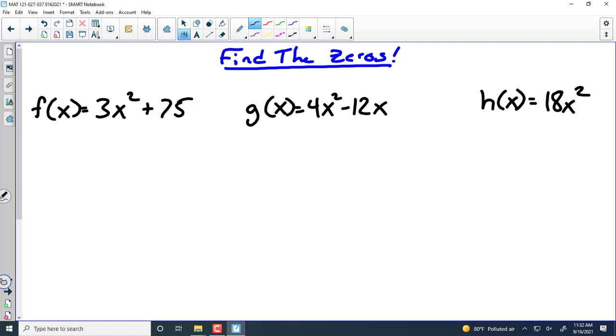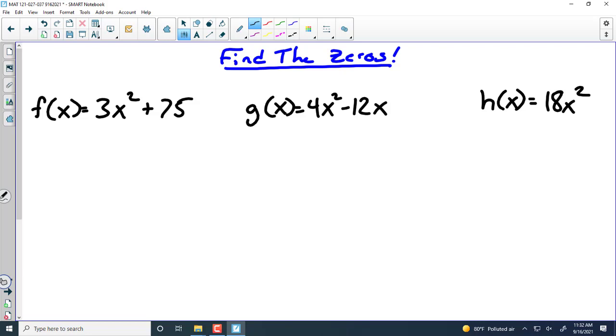And the reason I put these 3 up here is because you'll notice they're all slightly different, and that this first one, f of x, doesn't have that term with just the x. It has the x squared term and the constant. The g of x has the x squared term and the x term, but no constant. And the last one just has the x squared term. It doesn't have the x term or the constant.